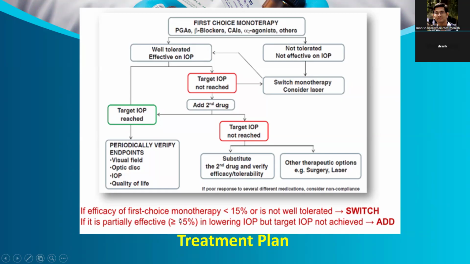When should we switch or when should we add? If with the first choice monotherapy the IOP is not decreased by more than 15%, we have to switch. If it is partially effective, decreasing IOP by more than 15%, but the target IOP is not achieved, we can add another agent. By this, we can treat glaucoma.